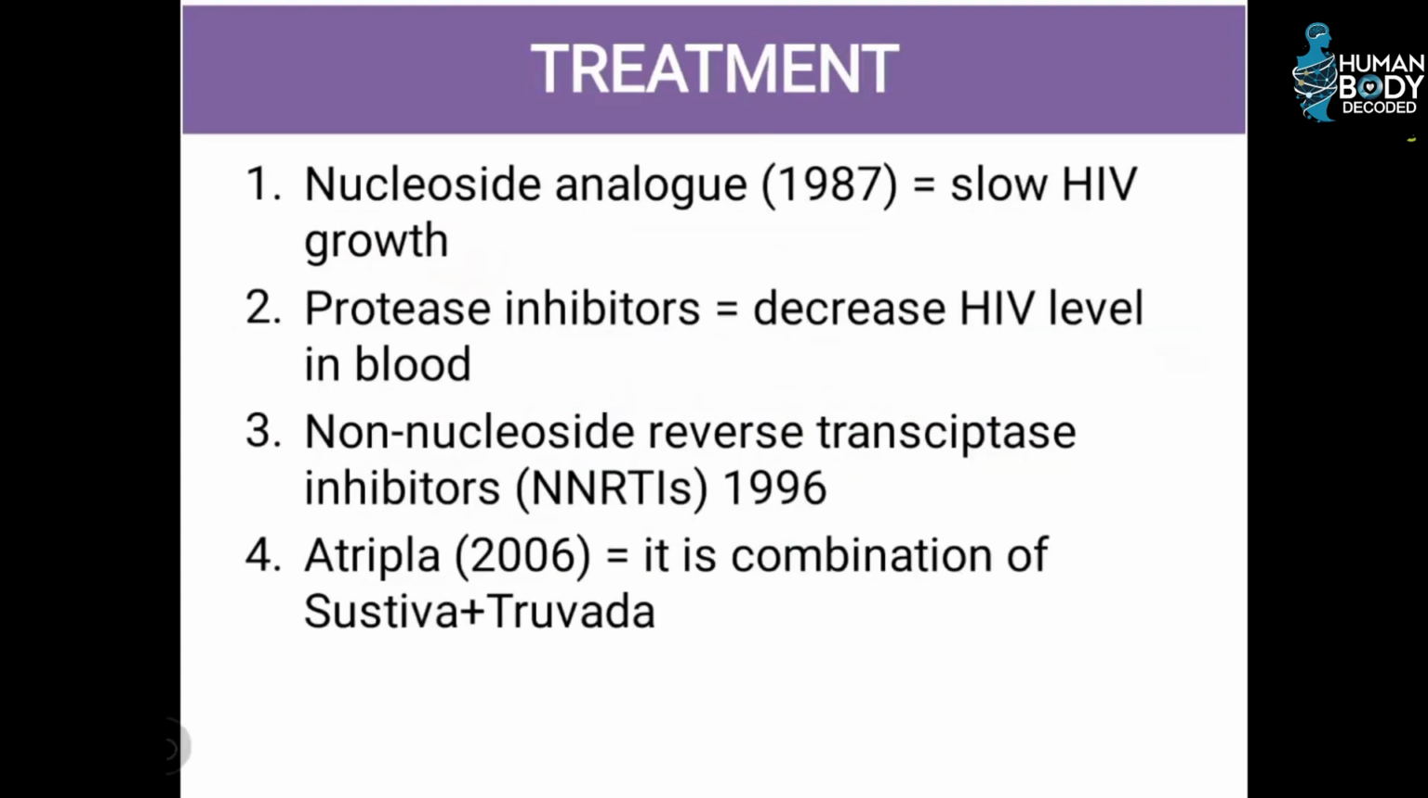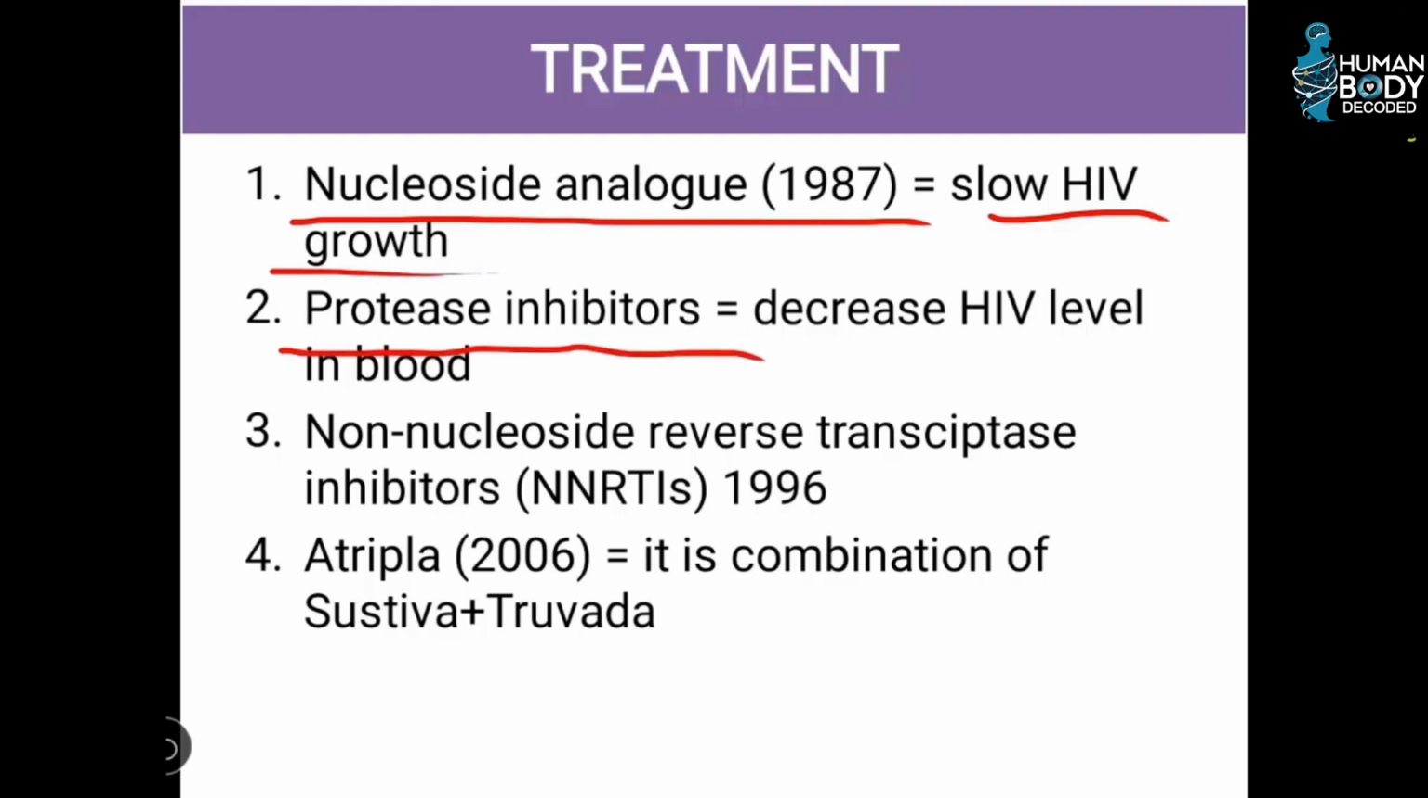Now we come to treatment. If someone gets HIV, what is the treatment? In 1987, the treatment used to be done through nucleoside analogs. This does not eliminate HIV, it only slows the growth of HIV. After that, the second treatment that started was through protease inhibitors. This only decreases the level of HIV, not that it eliminates HIV.